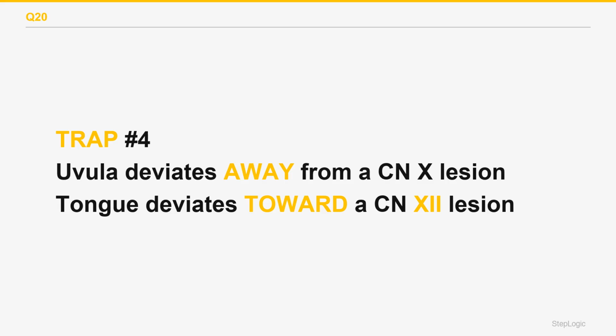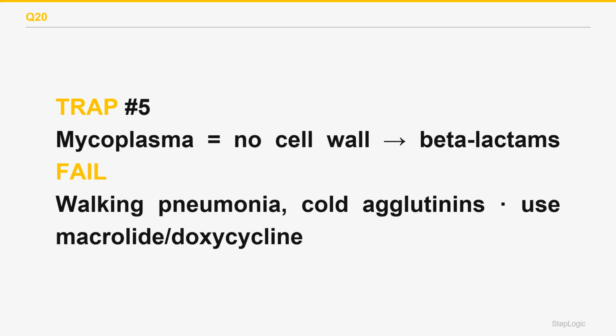Trap 4. With a vagus nerve lesion, the uvula deviates away from the lesion side. Contrast with the hypoglossal nerve, where the tongue deviates toward the lesion: tongue toward, uvula away. Trap 5. Mycoplasma pneumonia has no cell wall, so it is not Gram-stainable and beta-lactams do not work. Walking pneumonia with cold agglutinins is treated with a macrolide or doxycycline.